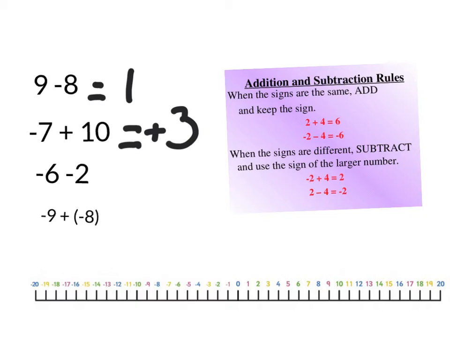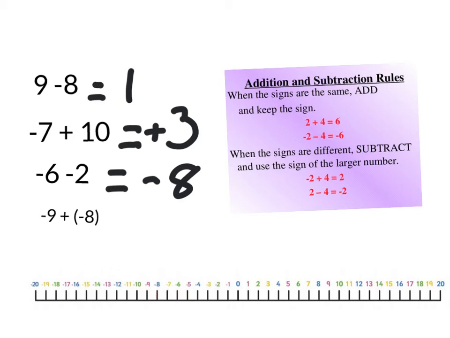All right, next up, let's have a look at this one. Negative 6 and negative 2. When the signs are the same, add and keep the sign. So minus 6 and minus 2 have the same sign. We'll keep the sign, so negative, and then add them together. 6 plus 2 is 8. Great, negative 8. The reason that works is because we started at negative 6, we subtracted 2, 1, 2, and we got ourselves to negative 8.